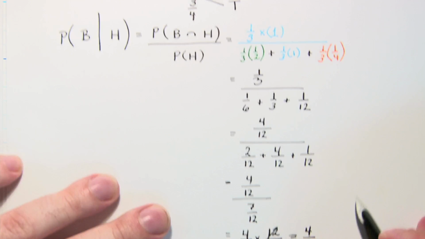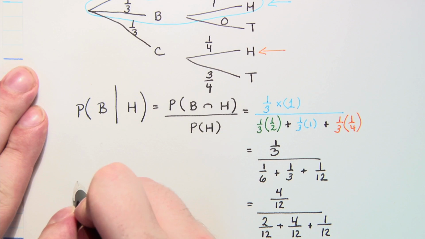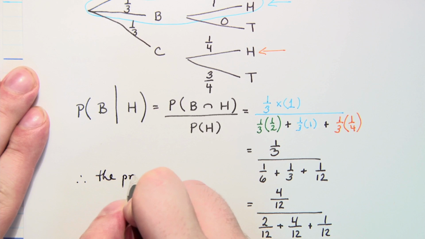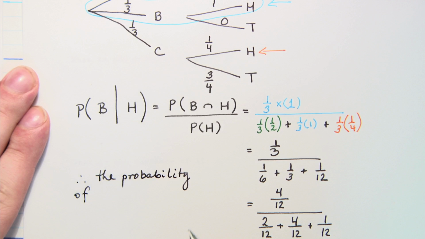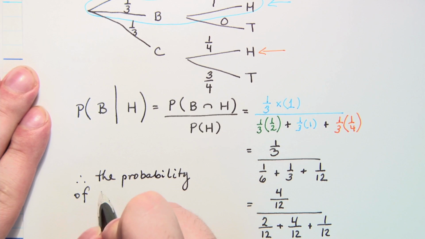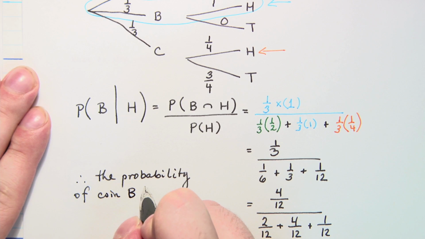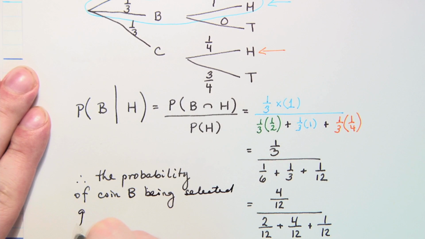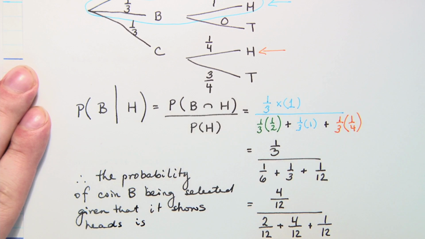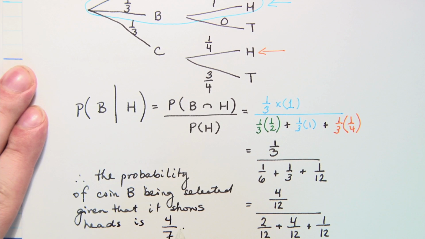So therefore, the probability of coin B being selected, given that it showed heads, is 4/7.